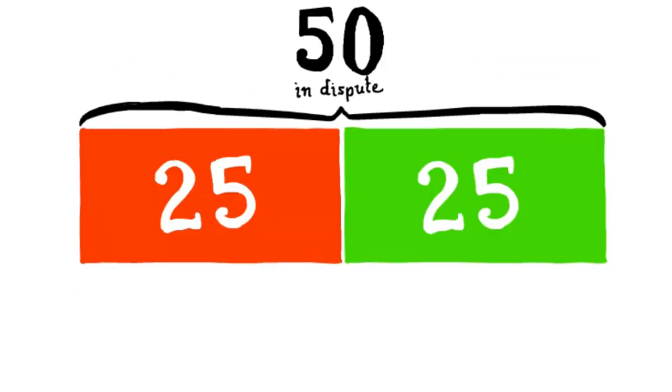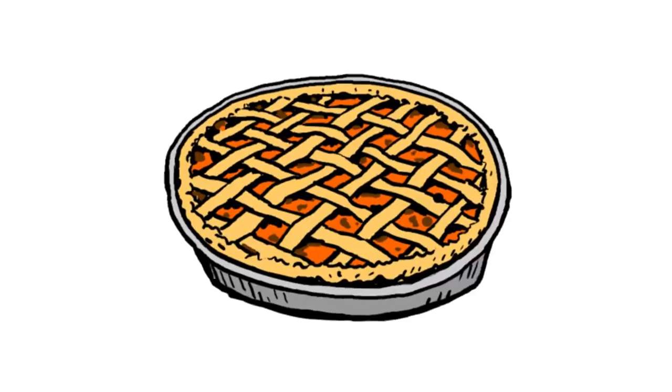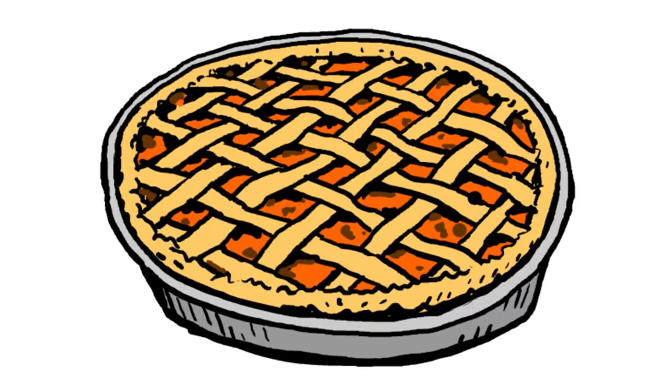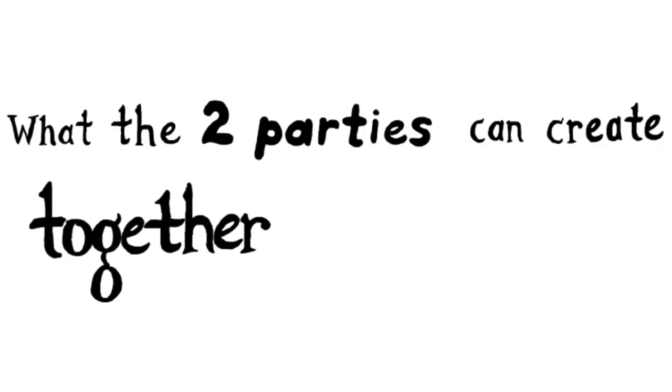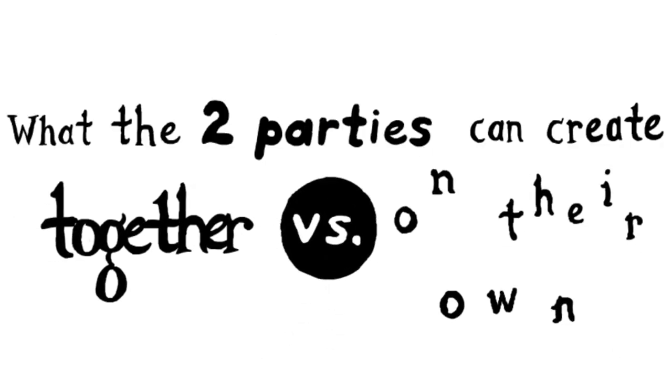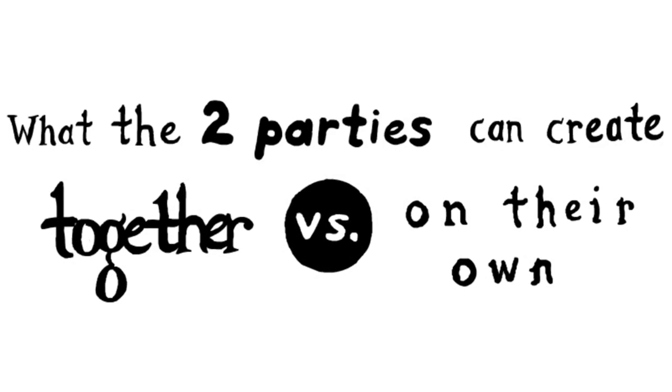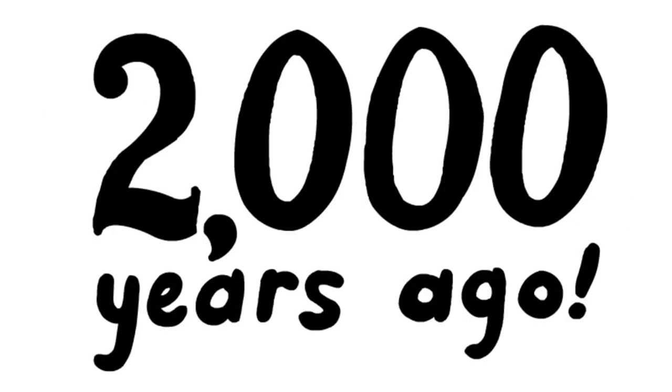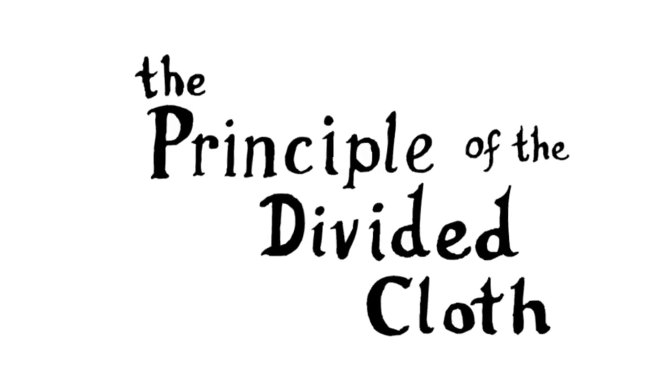To my eye, the solution is more intuitive when framed using the perspective of the pie. I think it's clearest to think about what the two sides can achieve together versus what they can achieve on their own. That said, it's remarkable that this approach was anticipated some 2,000 years ago in the principle of the divided cloth. There are 2 lessons I'd like you to take away from this session.